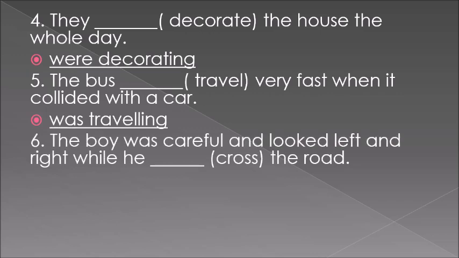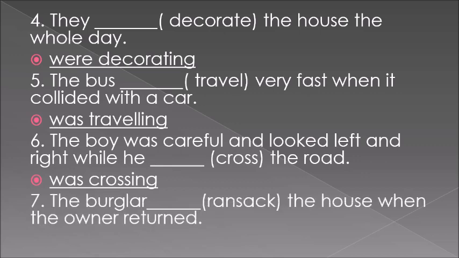Sentence number 6. The boy was careful and looked left and right while he dash crossed the road. The boy is singular here. So was crossing. The boy was careful and looked left and right while he was crossing the road. Seventh sentence. The burglar dash ransacked the house when the owner returned. The burglar is singular here. The burglar was ransacking. Ransacking means to look here and there, everywhere. Ransacking the house when the owner returned.